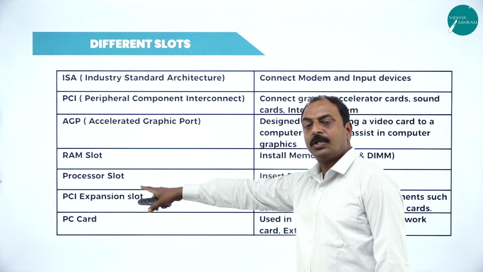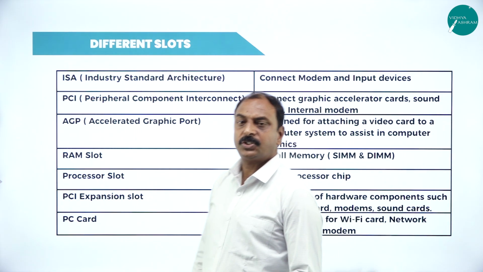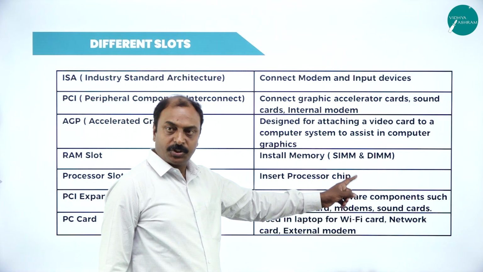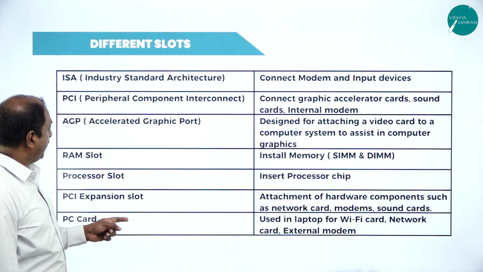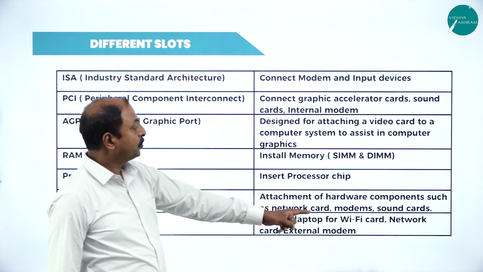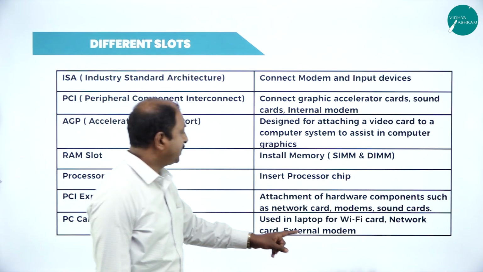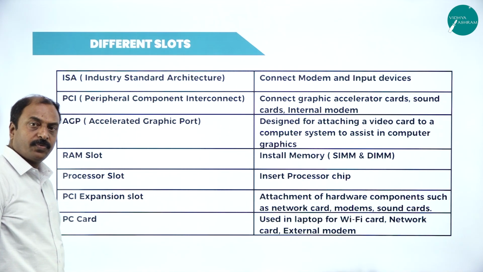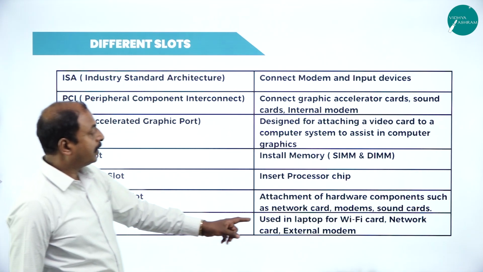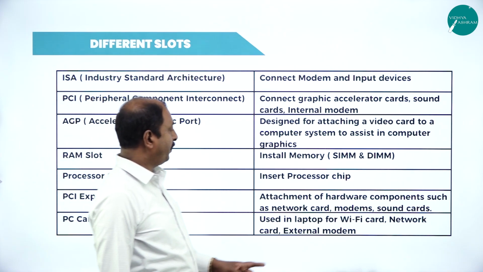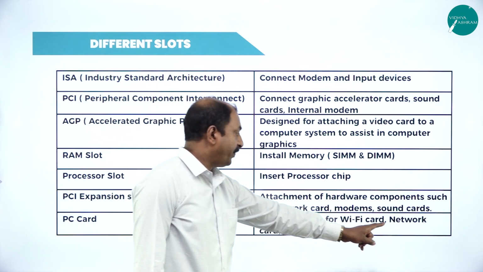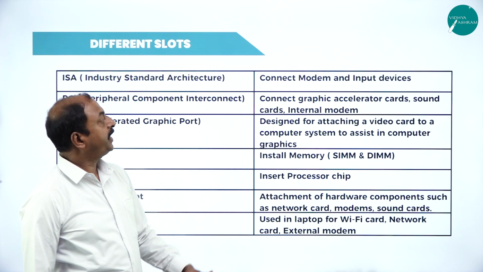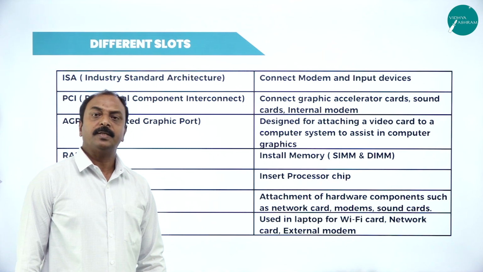Processor slot is what you have learned in our first session. The processor socket, or processor slot, is to insert the processor chip. And the PCI expansion slot is to connect hardware components such as network cards, modems, and sound cards. Another type of slot is the PC card, or personal computer card, which we use to connect a Wi-Fi card, network card, and external modem. These are all different types of slots available on the motherboard.